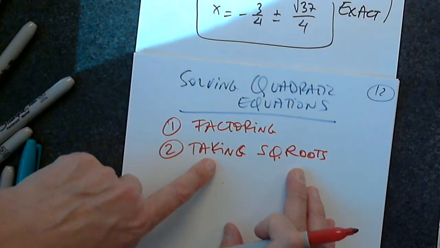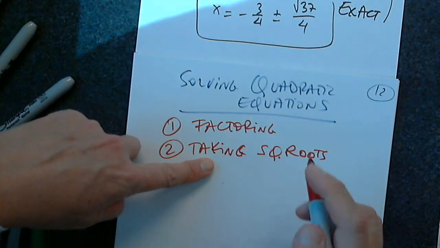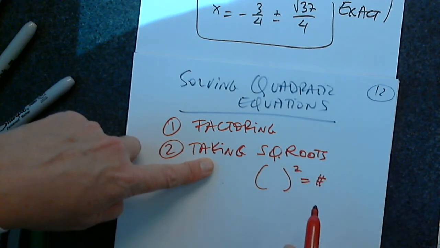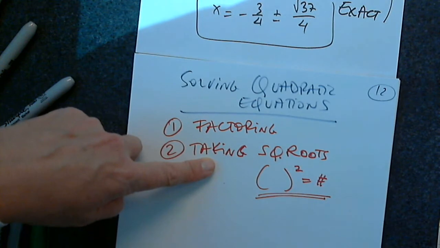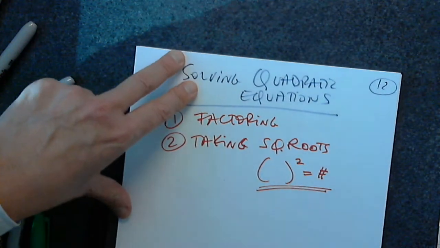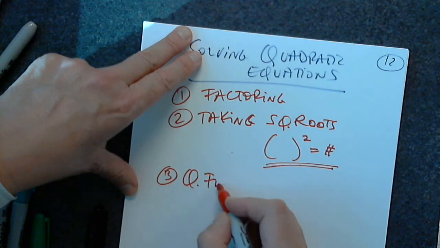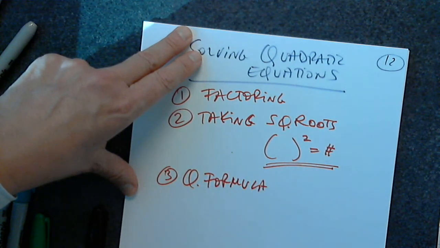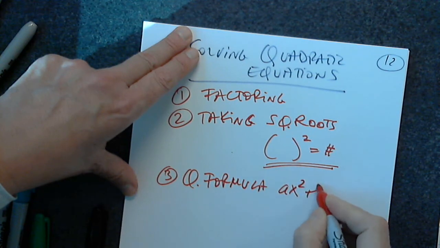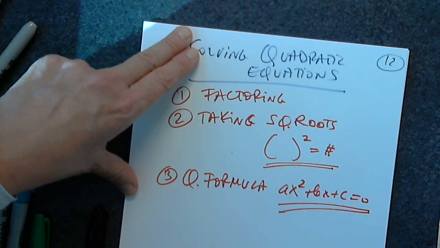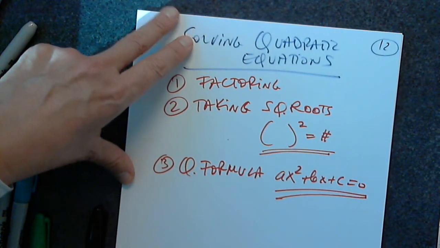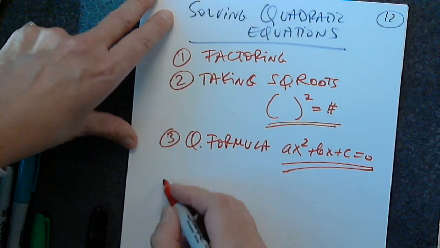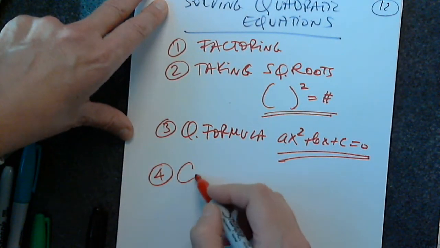When do I use taking square roots? Only when I have something like this. If I don't have something like this, I will not use taking square roots. Only if the equation looks like this, then yes. The 3rd method doesn't matter: quadratic formula. But remember, you have to have ax squared plus bx plus c equals 0 in this format. Not c on the other side or bx on the other side. It has to be in descending order so you can apply the quadratic formula. The 4th one is called completing the square.